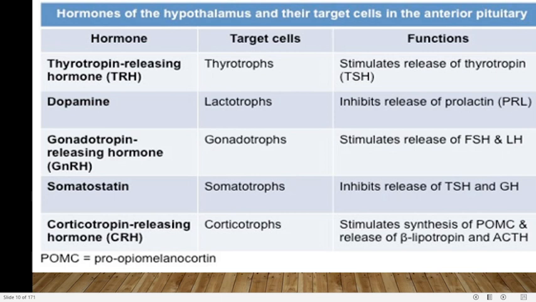We have corticotropin releasing hormone, CRH, and CRH stimulates the synthesis of POMC, that is the pro-opiomelanocortin, and release of beta lipotropin and ACTH. Those are the different hormones released by the control center that normally target cells in the anterior pituitary gland.